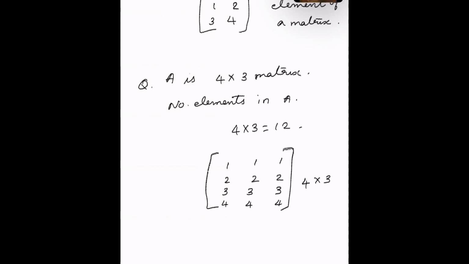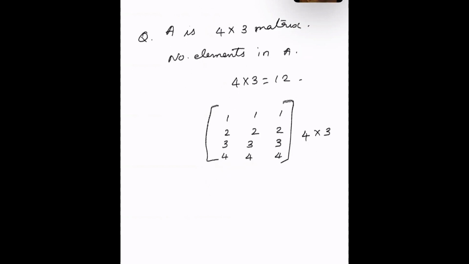Yes, ma'am, 12 elements are there. So when you know the order of the matrix, if they ask you how many elements are there in a matrix, you just need to multiply that, and that is going to be the answer.